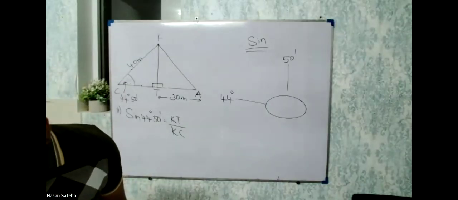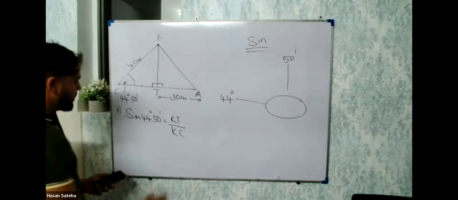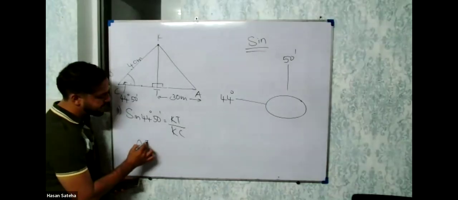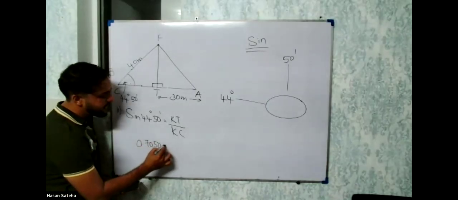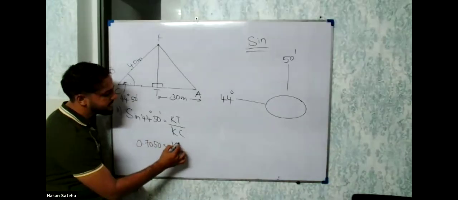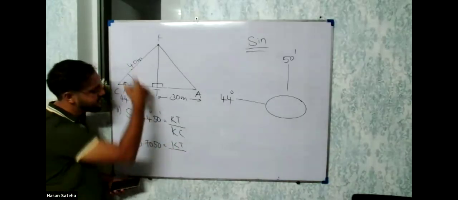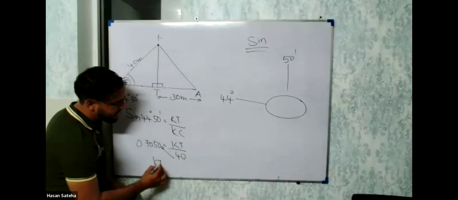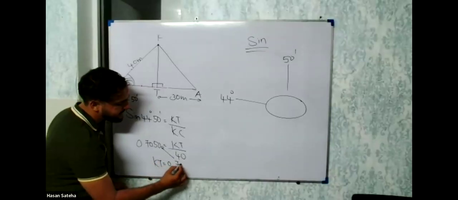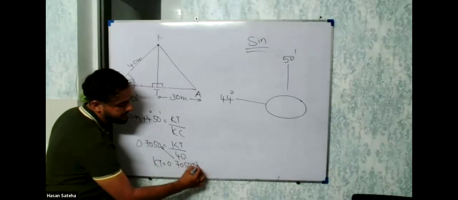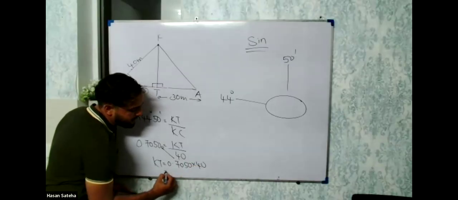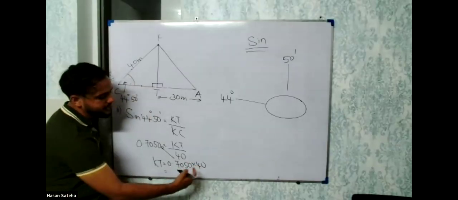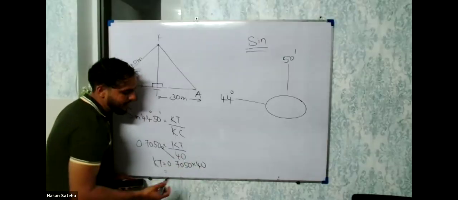So we have 0.7050, that is equal to KT. That is the one we have to find. KC is 40 meters. Now cross multiply. KT is equal to 0.7050 multiplied by 40. Do the multiplication like we did before. First multiply by 4, then multiply by 10.